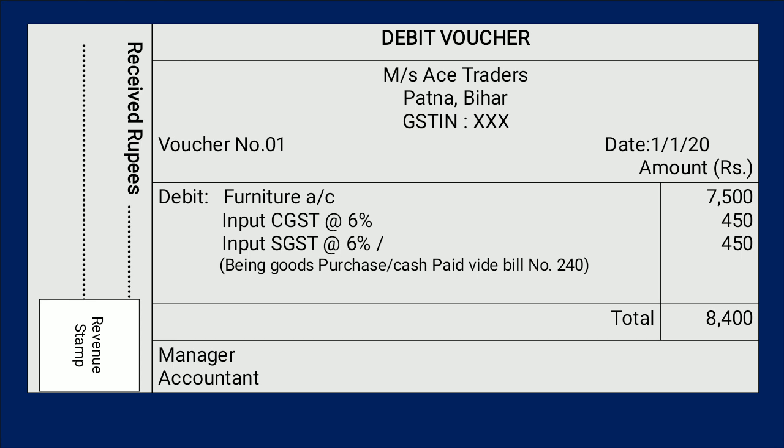You can write a tentative number if it is not given in the question. Then the date. Here we have purchased furniture worth rupees 7,500, and on this purchase we have to pay GST of 6% CGST and 6% SGST. So the GST amount will be 450 and 450. So the total amount here we can check is 8,400. So this was the process of how we prepare a debit voucher.